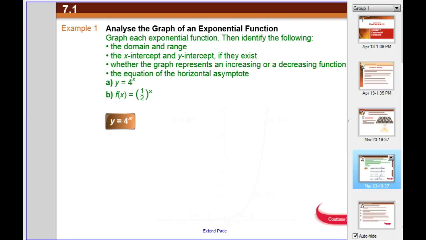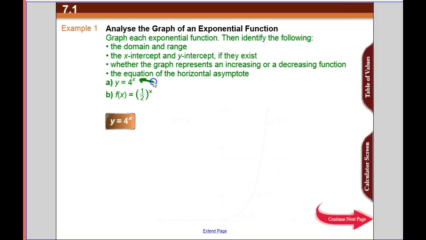Section 7.1 should be a review of exponential equations for us, because a lot of us have done this in Foundations 30. Remember, an exponential equation is one where the x is in the power. So this has x as the power. The question says, graph each exponential function, then identify the following: domain, range, x-intercept, y-intercept, whether it's increasing or decreasing, and the horizontal asymptote.